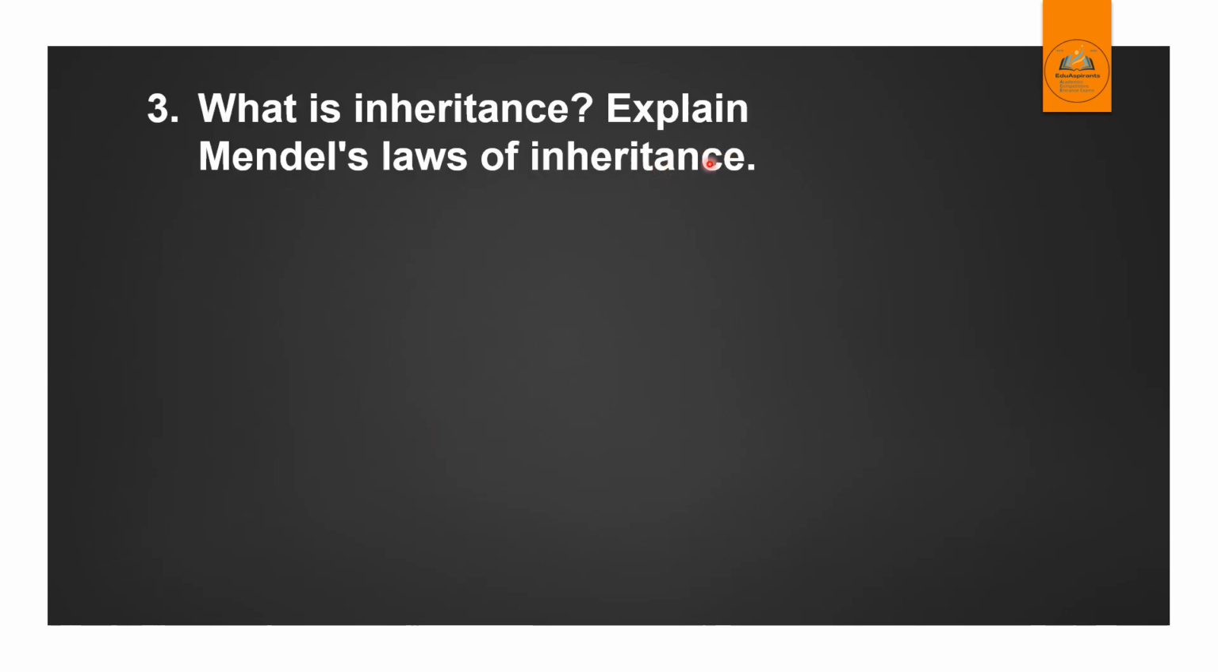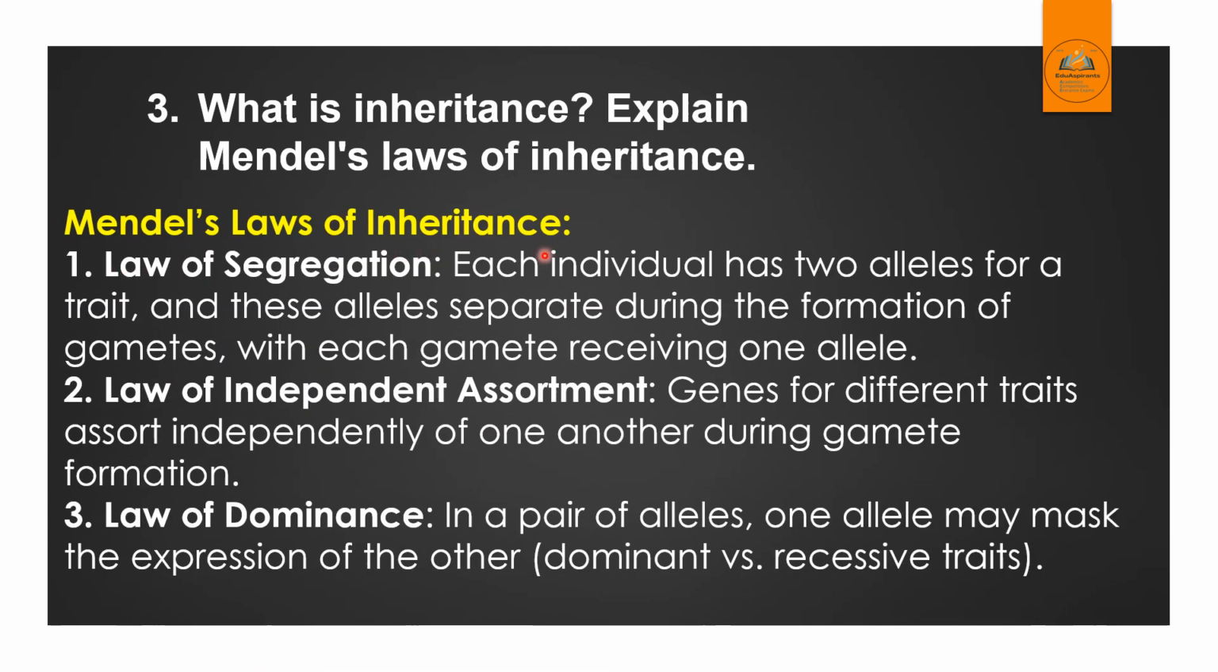3. What is inheritance? Explain Mendel's laws of inheritance. Law of segregation: each individual has two alleles for a trait, and these alleles separate during the formation of gametes, with each gamete receiving one allele. Law of independent assortment: genes for different traits assort independently of one another during gamete formation. Law of dominance: in a pair of alleles, one allele may mask the expression of the other. So it is dominant versus recessive traits.